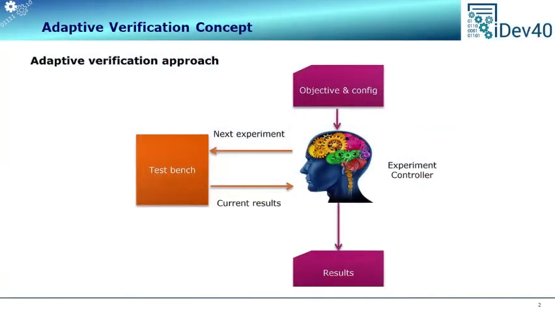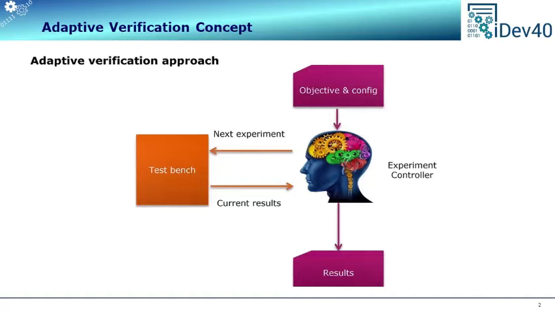Let us start with a few words on the adaptive verification concept. Adaptive verification can be defined as an iterative process where the information from its previous steps is used for the next verification step in order to optimally achieve the verification goal.